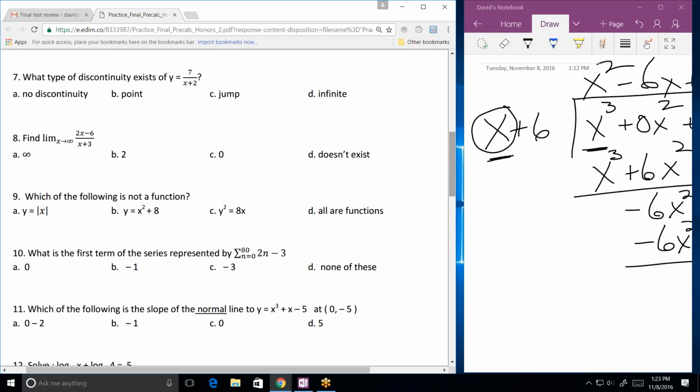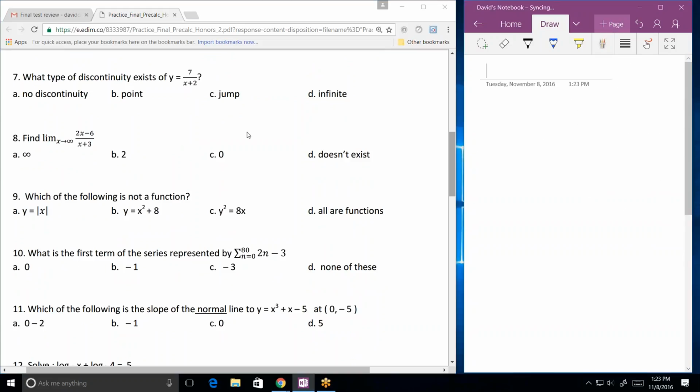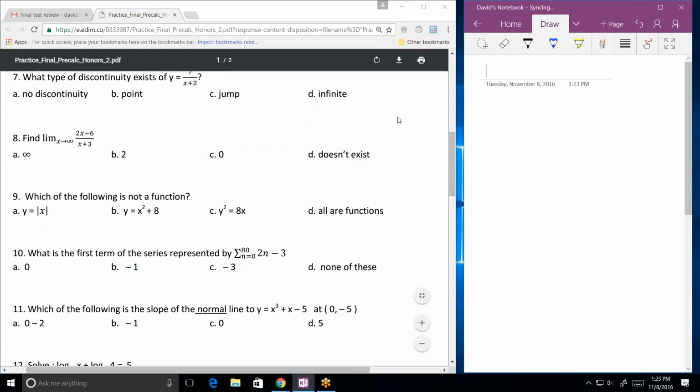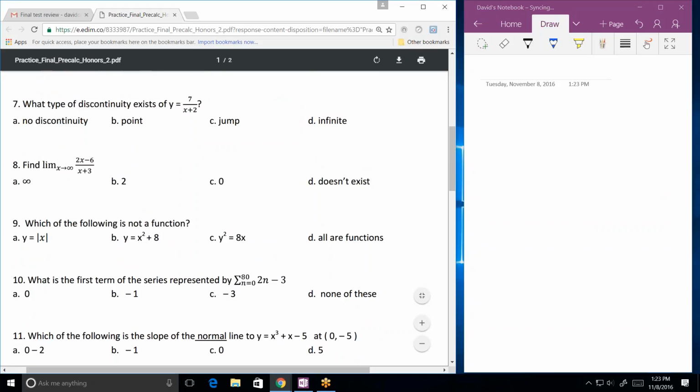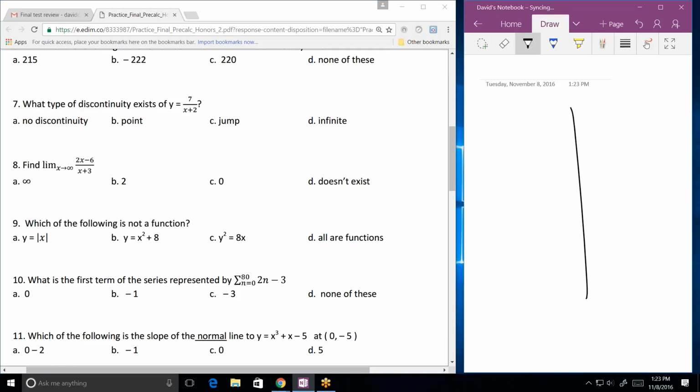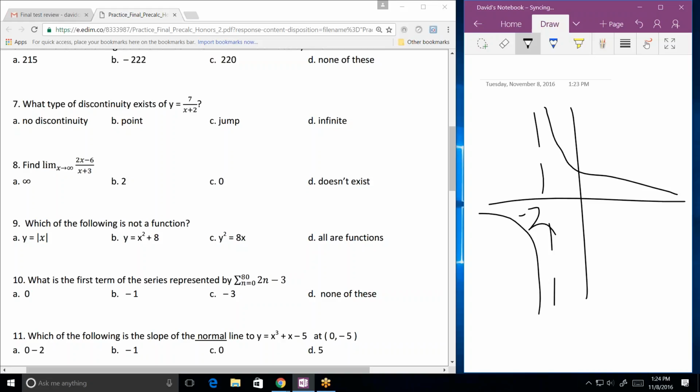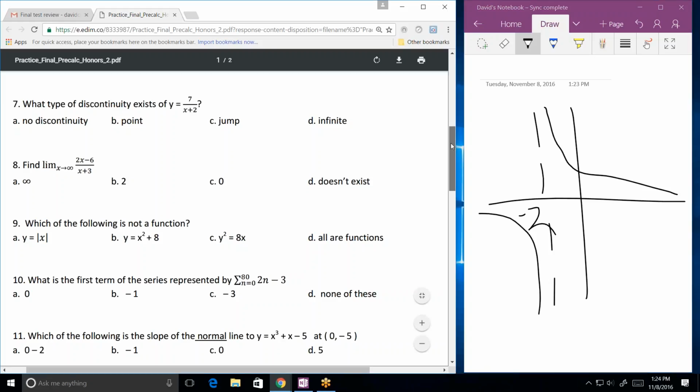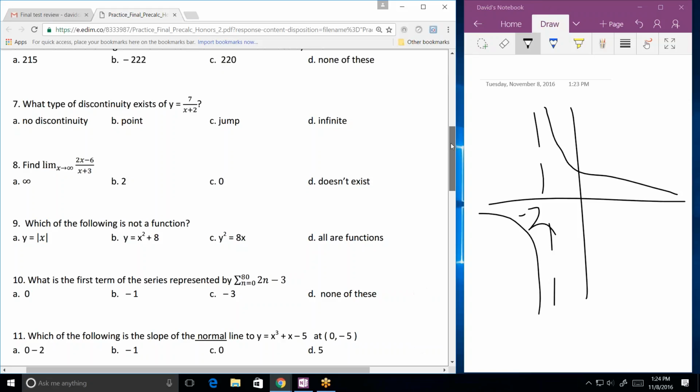Okay. How about number seven? Would it be D? Yeah, it's an infinite discontinuity, which is what you get when you have vertical asymptotes. In other words, if I graph D, I have a vertical asymptote at minus 2. Well, a vertical asymptote is an infinite discontinuity. Virtually always, whenever you have a vertical asymptote, you have an infinite discontinuity.